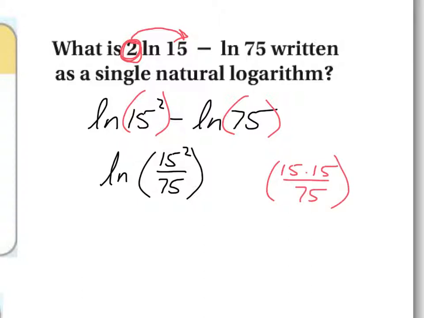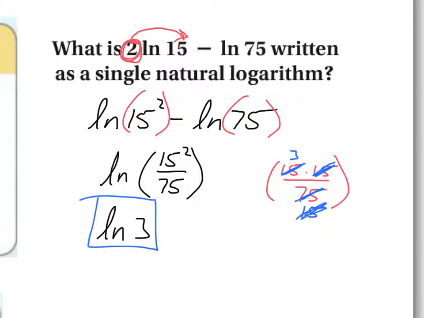Because then I see that 5 goes into 15 3 times, and I know that 5 goes into 75 15 times. And the 15 then cancels with the 15 on the bottom. So I'm left with 3. So the natural log of 3. And that's our answer.